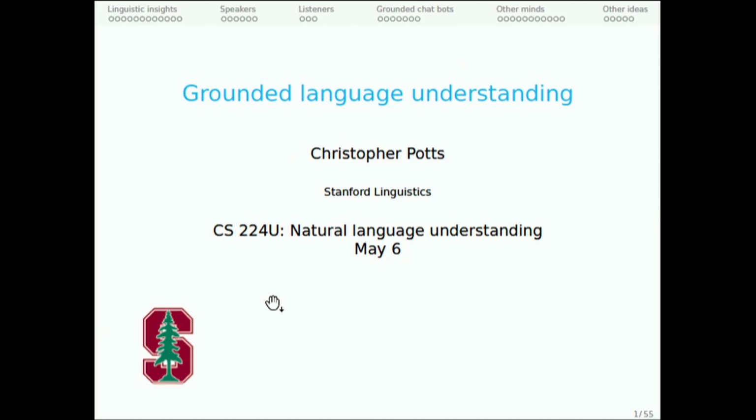Good. Okay. So I propose that we dive into the material. Today we're going to talk about grounded language understanding. This is maybe my favorite topic for NLU, and this is where we finally start to realize what you might think of as the true dream for NLU, which is that you'd have a robot friend or something.